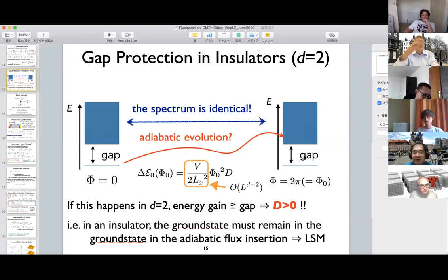Okay, Yasha made a comment: the Affleck-Marston pi flux state might be an example. Isn't it gapless, or maybe I misunderstand what you are saying? Yeah, maybe we can discuss later.